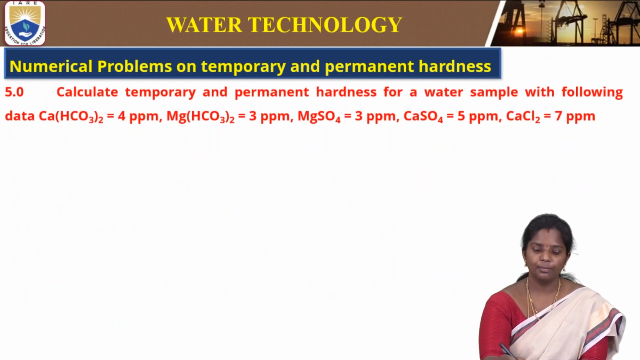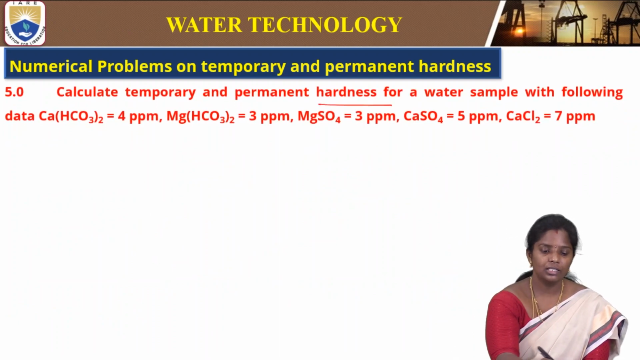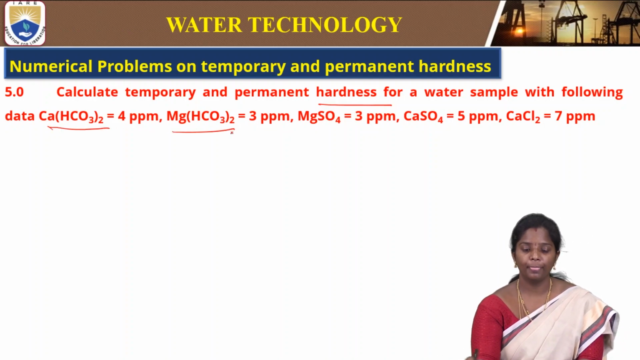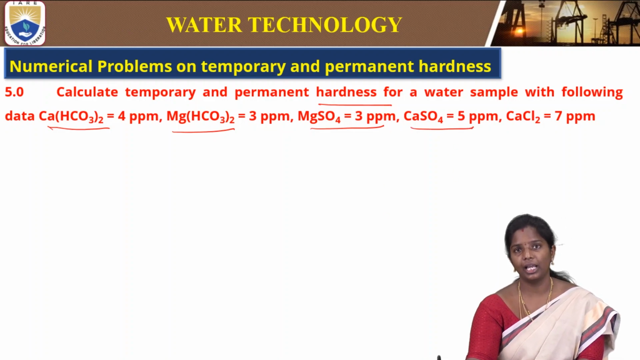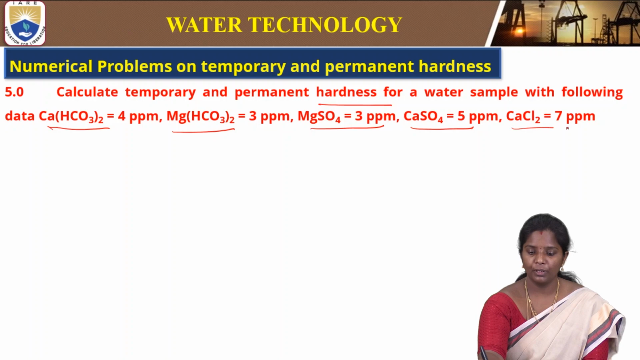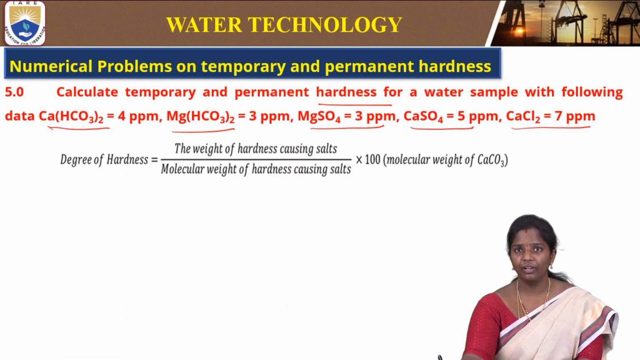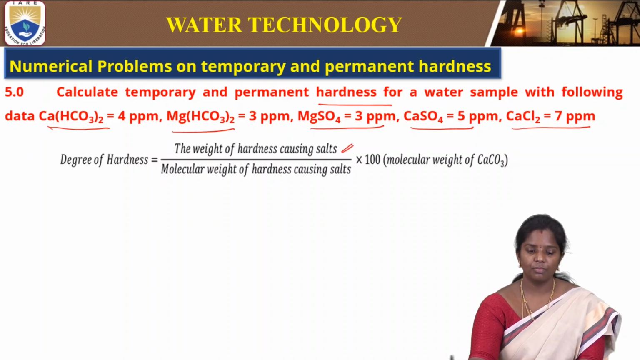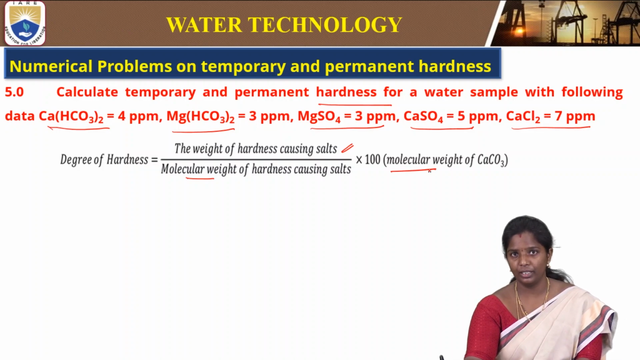Next, calculate the temporary and permanent hardness of a water sample with the following data. Calcium bicarbonate is 4 ppm, magnesium bicarbonate is 3 ppm, magnesium sulfate is 3 ppm, calcium sulfate is 5 ppm, and calcium chloride is 7 ppm. We have a lot of calcium salts in this sample. So we will be calculating the degree of hardness: weight of hardness causing salt by molecular weight into 100, the molecular weight of calcium carbonate.